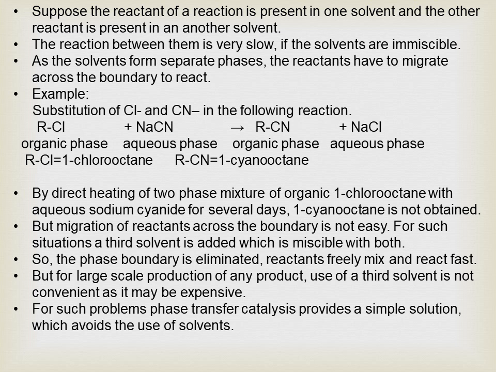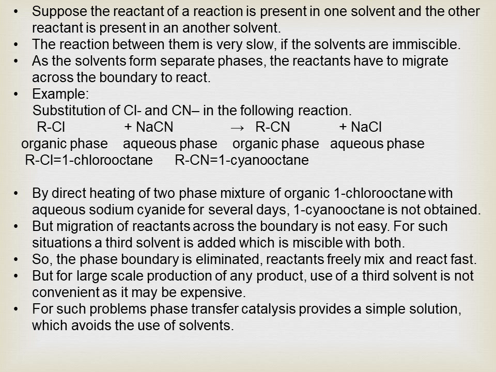For such a situation, a third solvent is added which is miscible with both, so the phase boundary is eliminated. Reactants freely mix and react fast. But for large scale production of any product, use of a third solvent is not convenient as it may be expensive. For such problems, a phase transfer catalyst provides a simple solution which avoids the use of solvents. As discussed earlier in the previous slide, I have repeated the same in this slide.